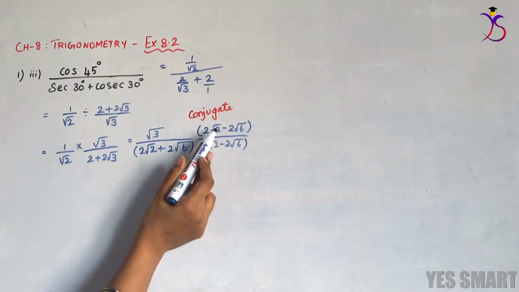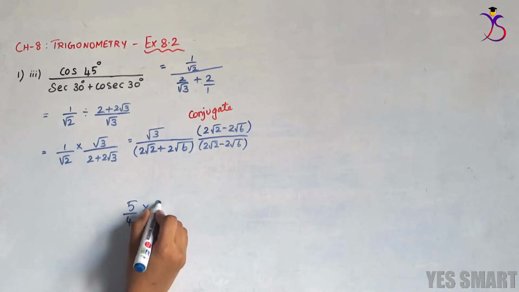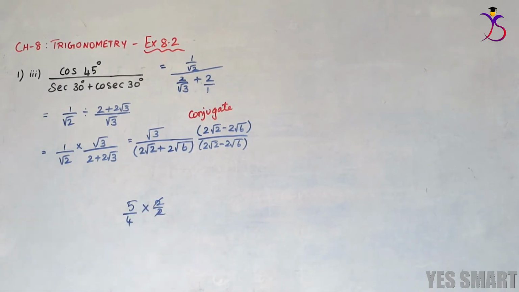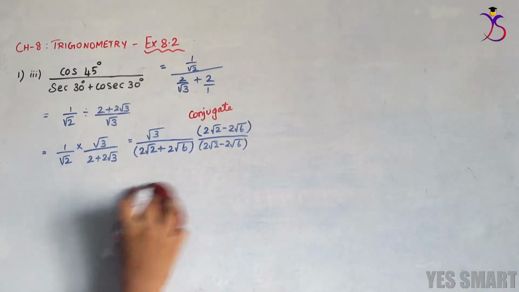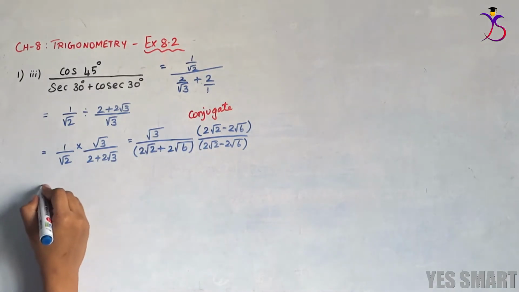Why we are multiplying the conjugate term with both numerator and denominator is, for example, if we take 5 by 4, I'm just multiplying the numerator and denominator by 2 by 2. The 2 gets cancelled and we will just have the equation. The value does not get changed here. Therefore, the conjugate term is multiplied to the numerator as well as to the denominator.